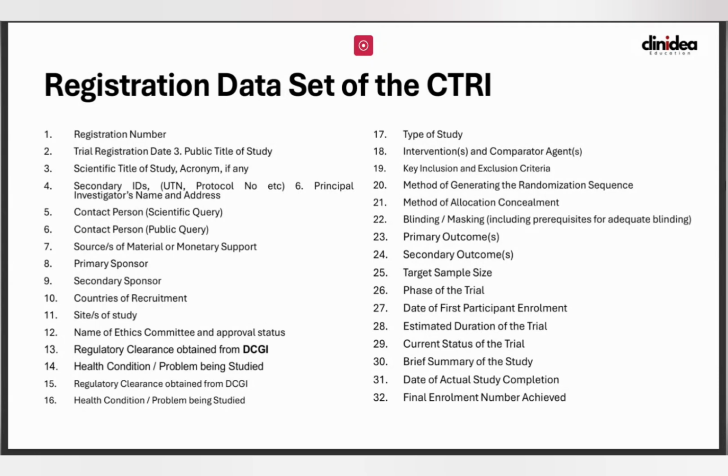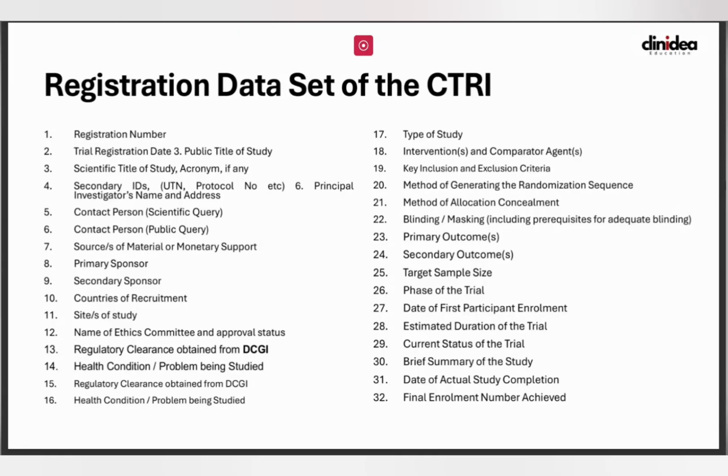Then comes the source of material or monetary support, like who has given the fund for the study or who has provided the material for the study. So that we have to mention. Then the primary sponsor. Primary sponsor is the main organization which is responsible for initiating and managing the trial. So they take overall responsibility of the study. Then comes the secondary sponsor, for example, any other organization which is supporting the trial financially or operationally, like a hospital who said, okay, while you market the drug, you can mention our name. You do not have to pay for the trial site. You can take this site for free, like that. So their name would also come.